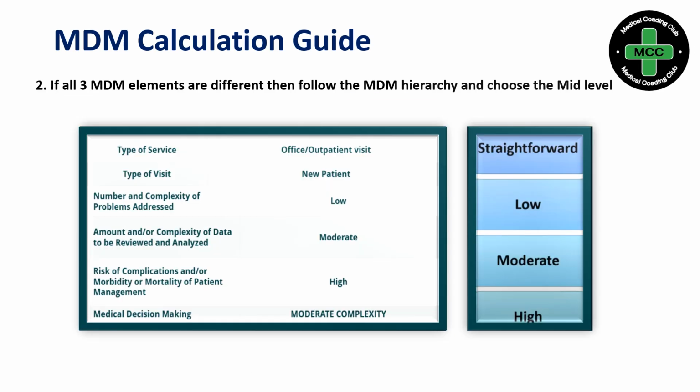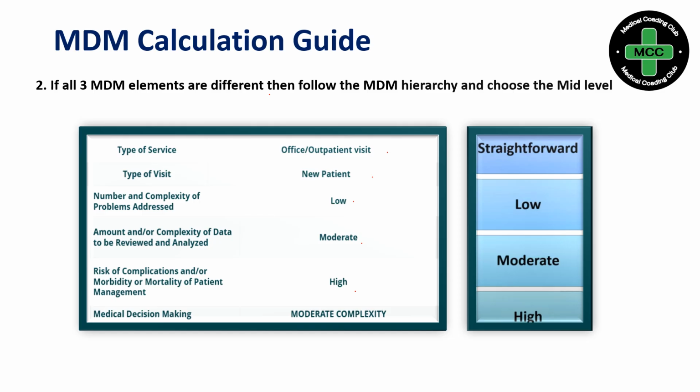So the next guideline we have is, if all three MDM elements are different, then follow the MDM hierarchy and choose the mid level. Mid level is nothing but an average level. Here the type of service is outpatient and the type of visit is new patient. Problem is low, data is moderate, and risk is high. So all three MDM elements are different. In this case, the guidelines suggest we take the average level.